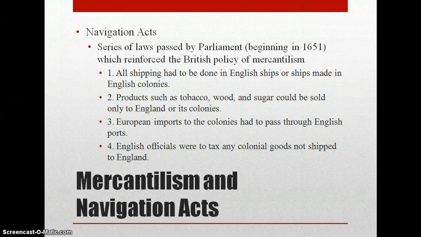Right, to enforce mercantilism, you have the Navigation Acts, and this series of laws is passed by Parliament, again beginning in 1651. They say that all shipping has to be done in English ships or ships that are made in the English colonies, that products like tobacco, wood, and sugar could only be sold to England or its colonies. European imports to the colonies had to pass through English ports. So if you did buy something from someone else, it had to make the little pit stop into England to pay taxes. And English officials were to tax any colonial goods that were not shipped to England with that policy.